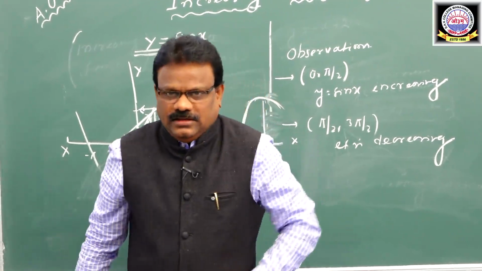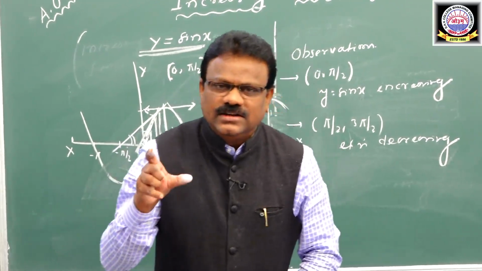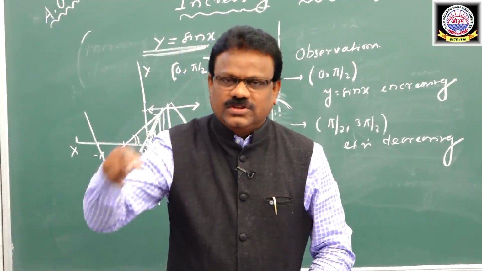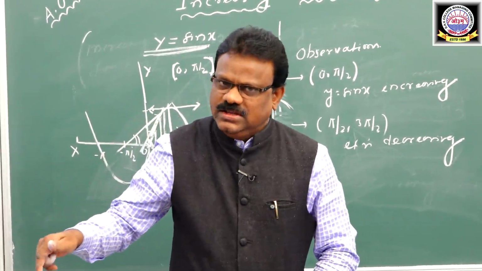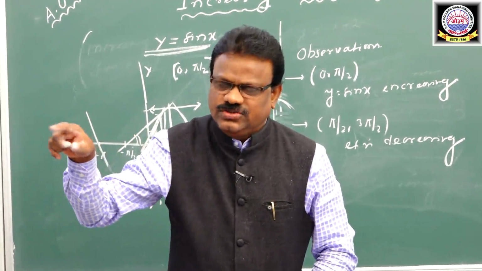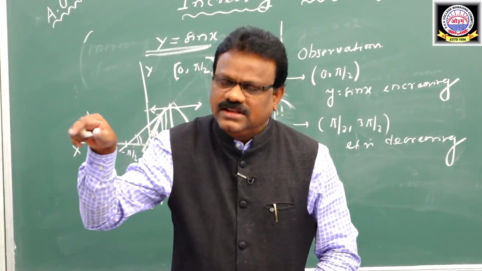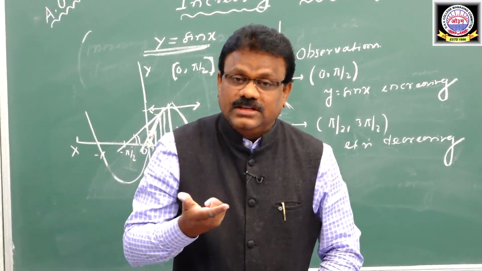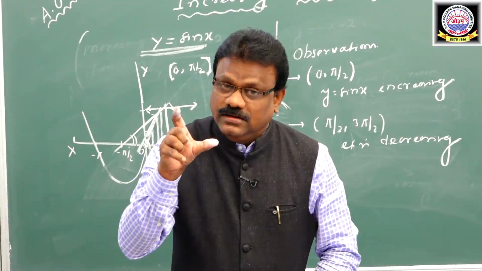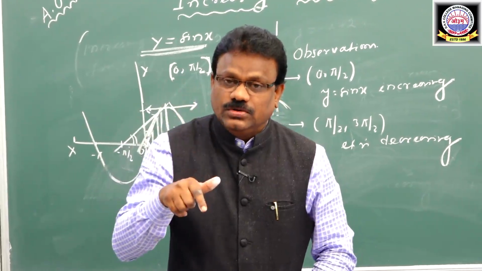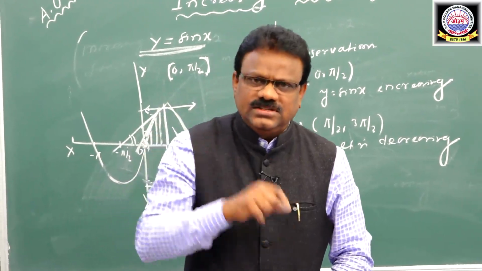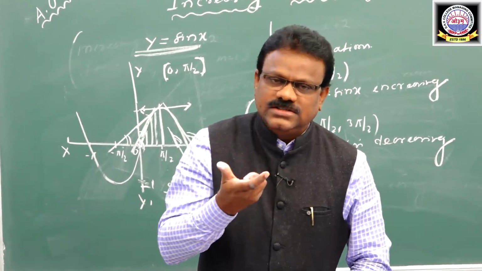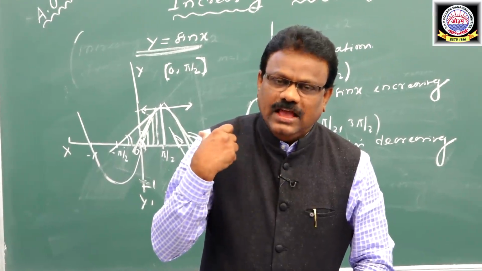Similarly, if the function is decreasing within a certain interval, then the slope is less than 0. If the slope is less than 0, it means dy by dx less than 0 or f dash x less than 0. So, it is very clear. So, we are able to apply the derivative here in a certain interval. If the derivative is greater than 0, in that interval the function is increasing. If the derivative is less than 0, then in this interval the function is decreasing. So, these two examples I have given to you.